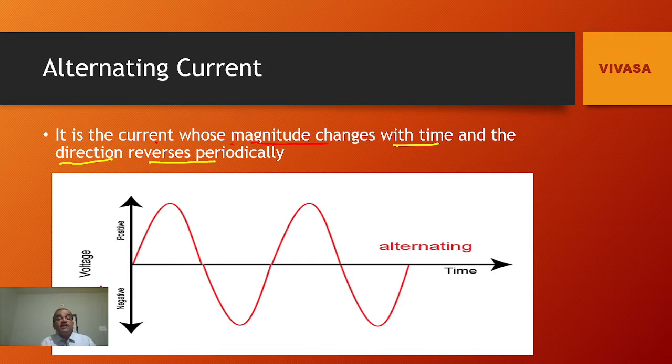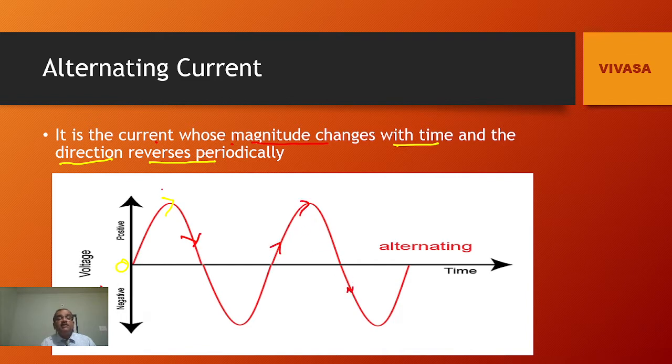Now this figure below is showing an alternating current. You can observe what happens. It starts from the origin 0 here, goes up like this, and again comes down here. You can observe here that the direction is continuously changing.